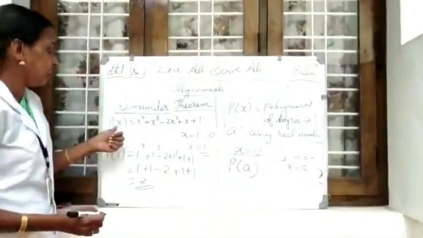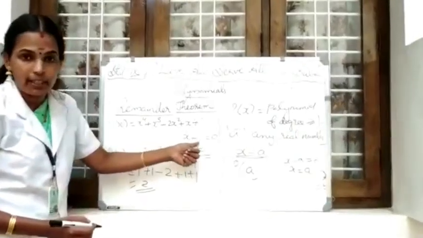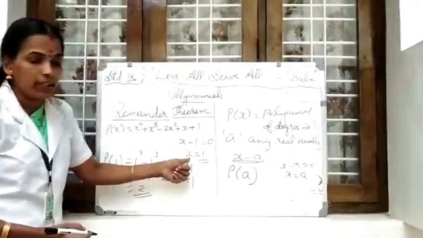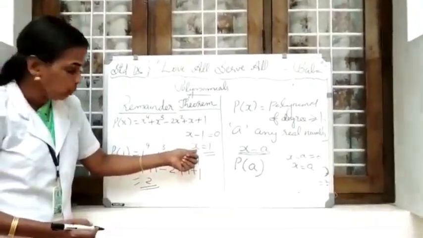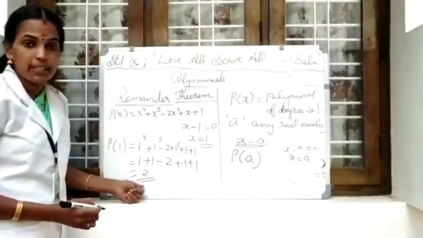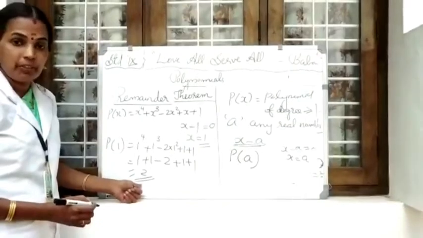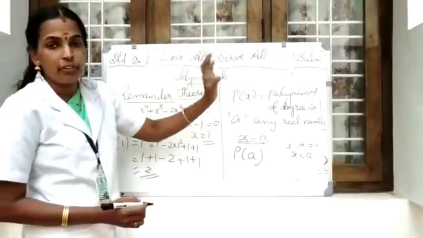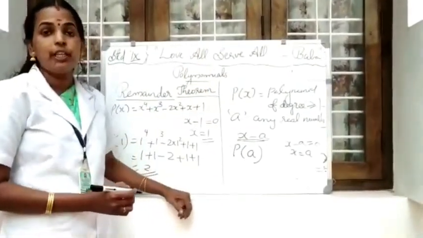Because of that, here we divided by x minus 1. The zero is x equal to 1. So we found p of 1 and we got the remainder as 2. This remainder will be equal to the remainder if we do it with the long division method.